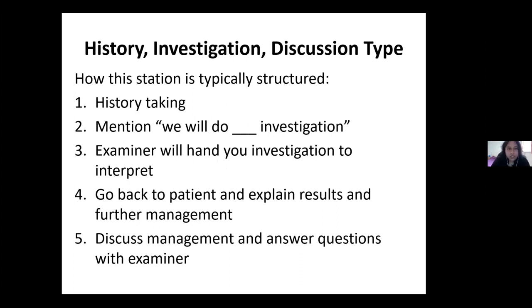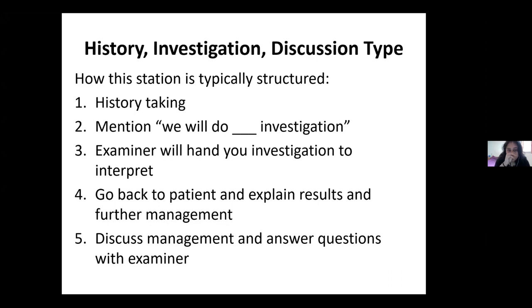So for your history, investigation and discussion type of station, how it's usually structured is you do your history taking. You go into the room, you introduce yourself, you do your concise history taking. You have to mention, we will investigate you for, or I would like to send you for a chest X-ray, in order for the examiner to hand you that relevant investigation to interpret. If you don't mention that relevant investigation, the examiner will not give you anything.